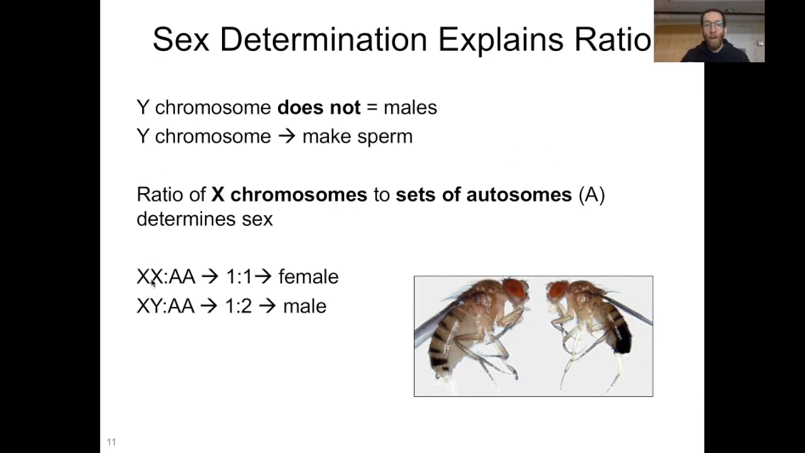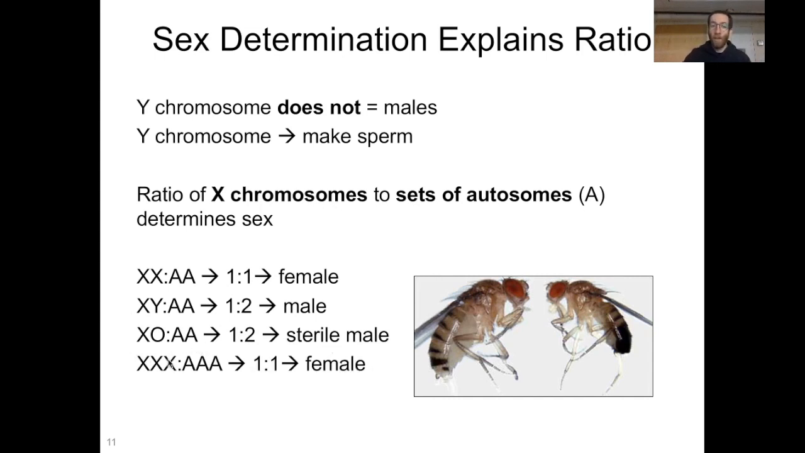So if you have XX for the sex chromosomes and then 2 sets of autosomes, that's a 1-to-1 ratio, which makes that individual female. If you have XY and 2 sets of autosomes, that's a 1-to-2 ratio. That gets you a male fruit fly, and these are the males right here, the smaller with the darker abdomens. If you have XO, so you have an X chromosome but no Y chromosome, that ratio is 1-to-2. That's going to be a male, but no Y chromosome means they're sterile. They can't make sperm.